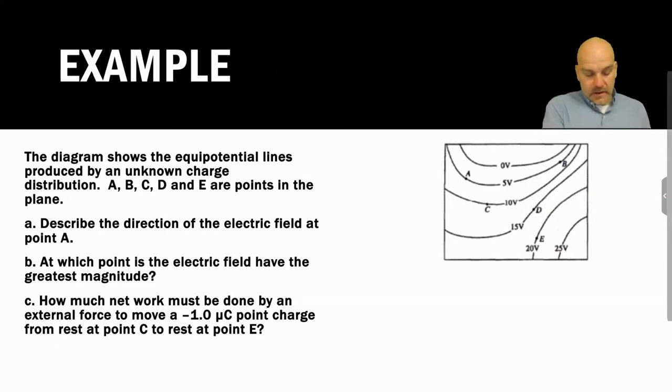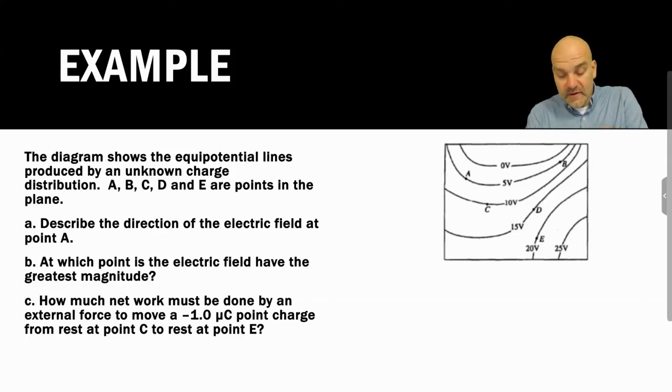Here we have a diagram showing lines produced by an unknown charge distribution, with points A, B, C, and D. Part A: describe the direction of the electric field at point A. Part B: at which point does the electric field have the greatest magnitude? Part C: how much net work must be done in moving a negative 1 microcoulomb charge from rest at point C to rest at point E?